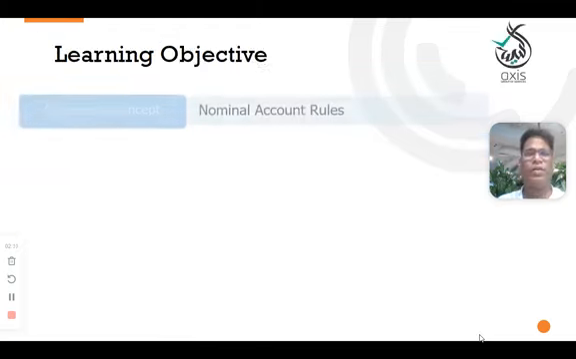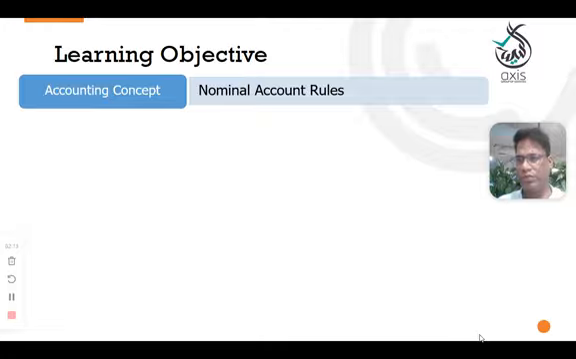So now the learning objective is the nominal account rules. Hope you remember there are three types of accounts: personal account, real account, and nominal account. We completed the personal account and real account entries. Now we will try to understand the rules of nominal accounts and learn how to apply them on the given transaction.